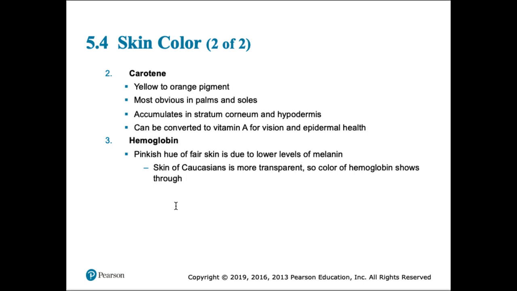And then we also have hemoglobin, and so that's that pinkish hue of fair skin that's due to the low levels of melanin. So skin of Caucasians is a little more transparent because there's less melanin there, and so the color of hemoglobin shows through. So someone who is Caucasian can have this pinkish look to them because their skin is a little more transparent due to the lack of melanin.